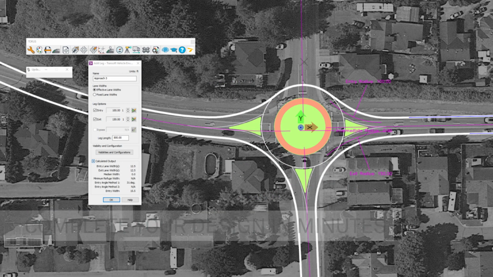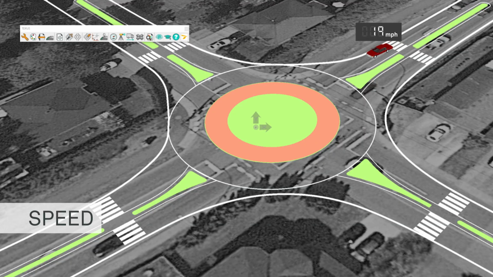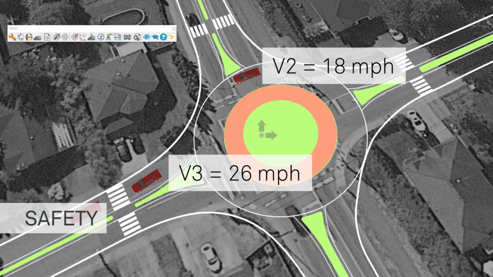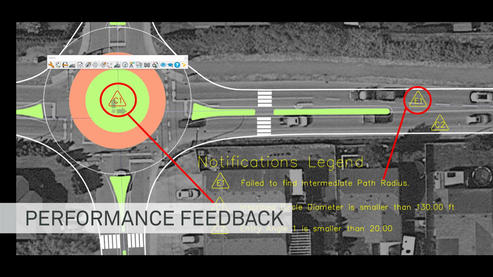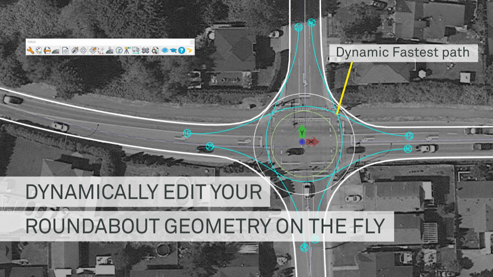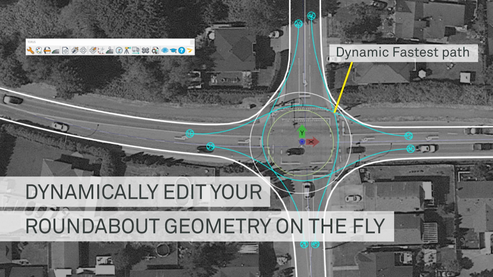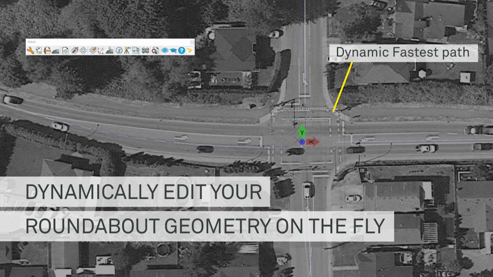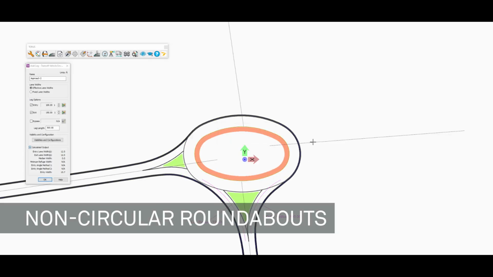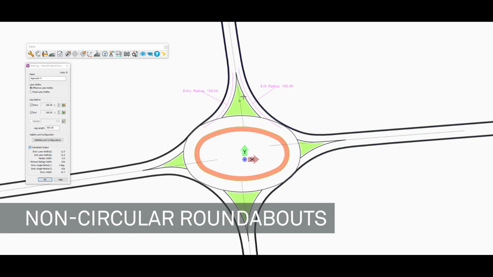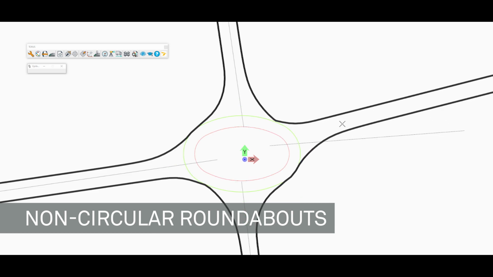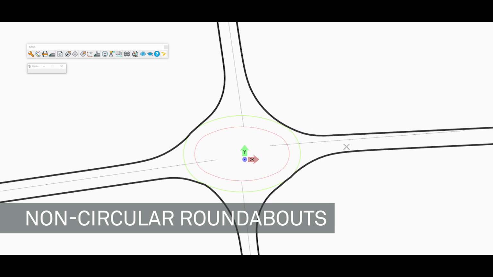Complete your design in minutes, with immediate speed, safety, and performance feedback to guide you. Dynamically edit your roundabout geometry on the fly, without having to redo manual calculations with each iteration. With TORUS 6.0, you can even design non-circular roundabouts to address physical constraints such as right-of-way, utilities, and other infrastructure.